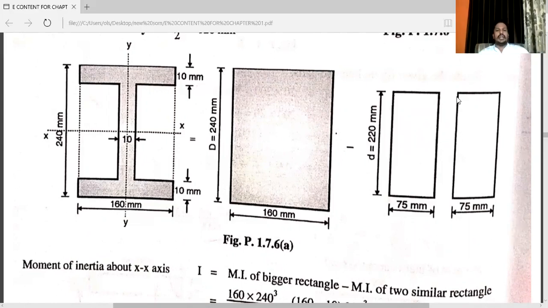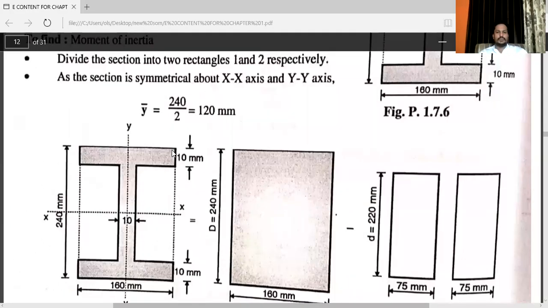See, each and everything is given in the diagram. All the dimensions are given in the diagram. Total depth is 240 mm. This base distance is 160 mm. So here, this one is your base. This one is your depth. That is the rectangle. If you minus these two rectangles from this rectangle, you will get the I section.